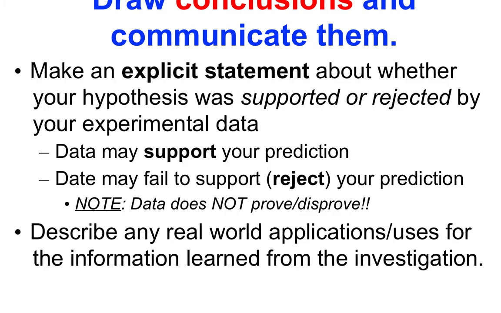Anytime a scientist draws a conclusion, you need to be explicit in your statement. Don't hem and haw about it. Make an explicit statement about whether your hypothesis was supported or rejected based on your experimental data. Data may support your prediction. It also may reject or fail to support what you thought was going to happen. Data does not prove or disprove anything.